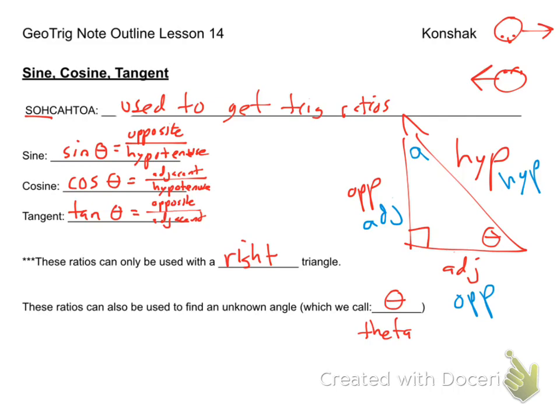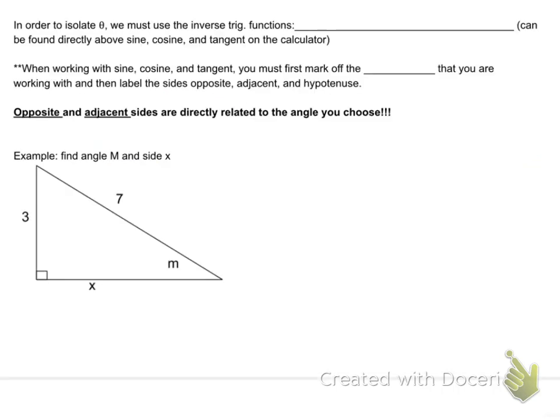So that's very important. So why is that important? Why did I talk about it here? It's because of this line right here. This line says that the opposite and adjacent sides are directly related to the angle you choose, which means if I'm at M, then opposite is the 3, X is the adjacent. If I come from up here in this angle, X is now the opposite, adjacent is the 3. Very important that you make that switch.